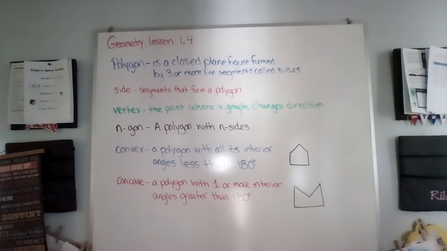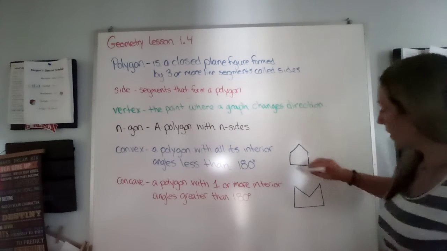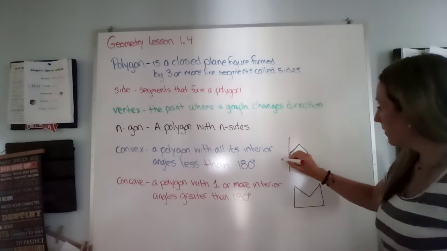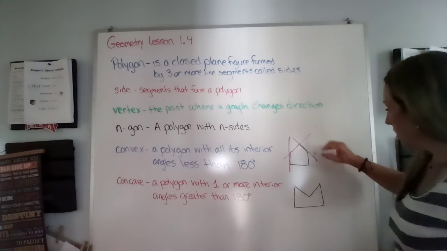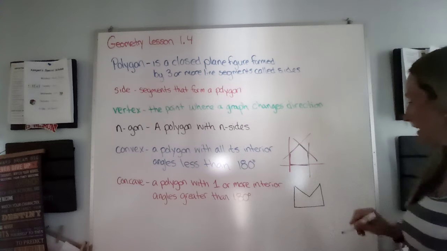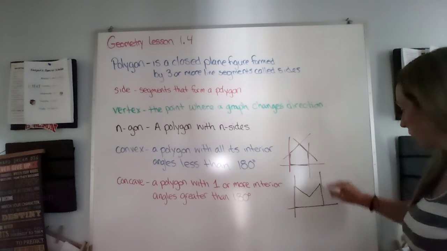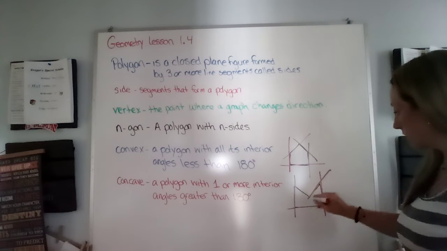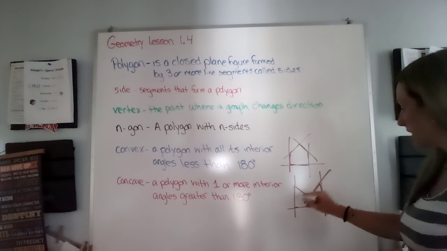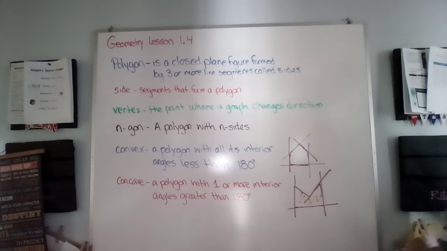The other way you can determine convex versus concave is if you extend all the sides of the polygon. All of the sides here, if you were to extend them, none of the sides enter the interior space of the polygon. For this one, as I extend the side, so far so good, but as I extend this next side, see how it enters into the interior space of the polygon? Therefore, it is concave instead of convex, okay?